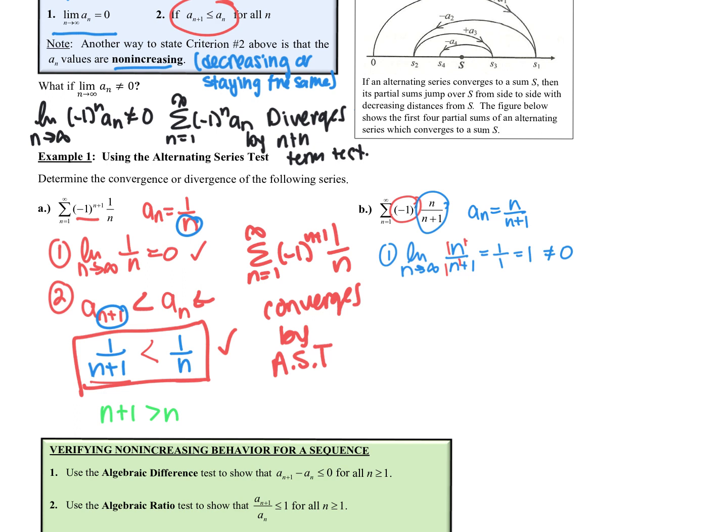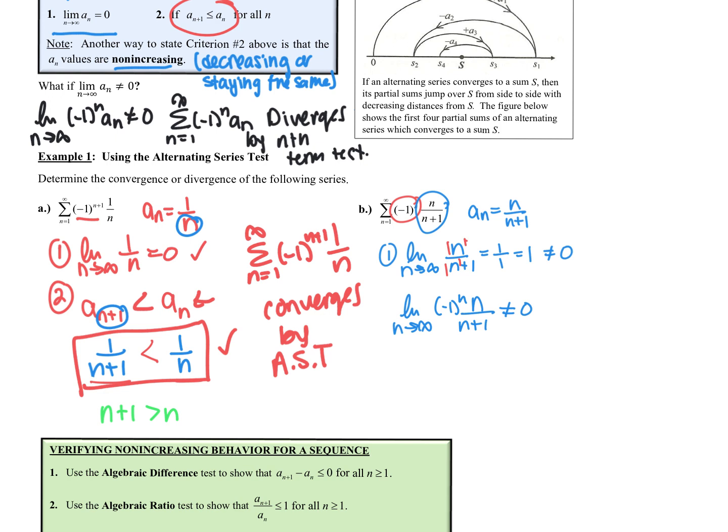So not only can we not continue to use the alternating series test, because the first condition is not met, because the limit as n approaches infinity of this is 1, then the limit is not 0. Then the limit as n approaches infinity of negative 1 to the n of n over n plus 1 will not be equal to 0 as well. It'll alternate back and forth between positive and negative 1.